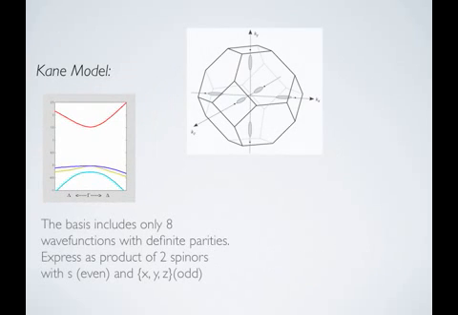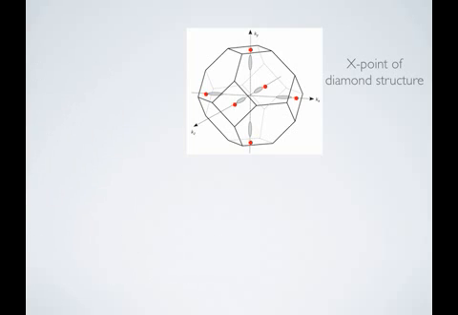So let's go to the case of silicon. We know that the 6 conduction band valleys lie along the delta axis about 85% from the zone center to the zone edge. Electrons in the valleys are close to the high-symmetry X point, which is the center of the facet. So we consider taking the states at the X point as the basis of the perturbation.